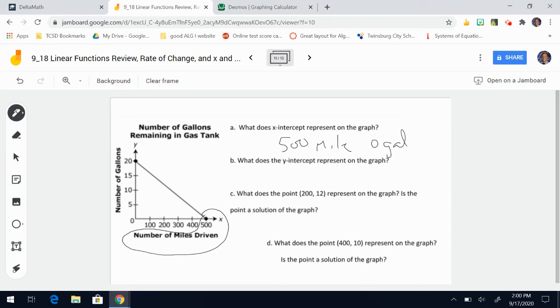What's the Y-intercept mean? So if we look here, again, pay attention to that label. It's the number of gallons. So how full was your car? You had 20 gallons of gas, and how far did you go?